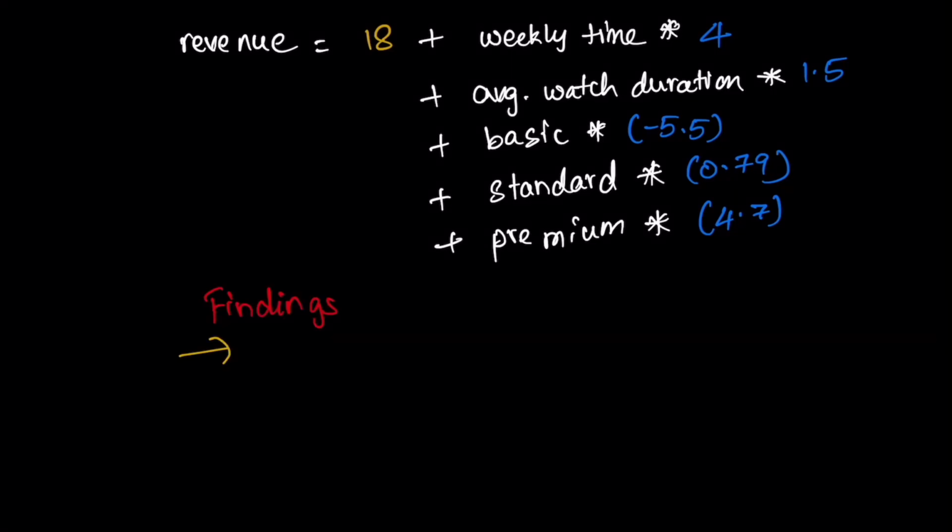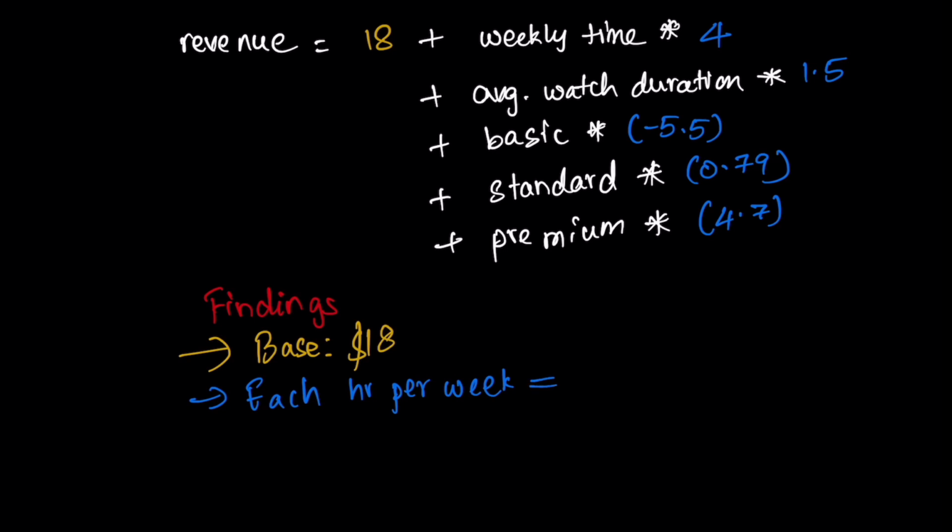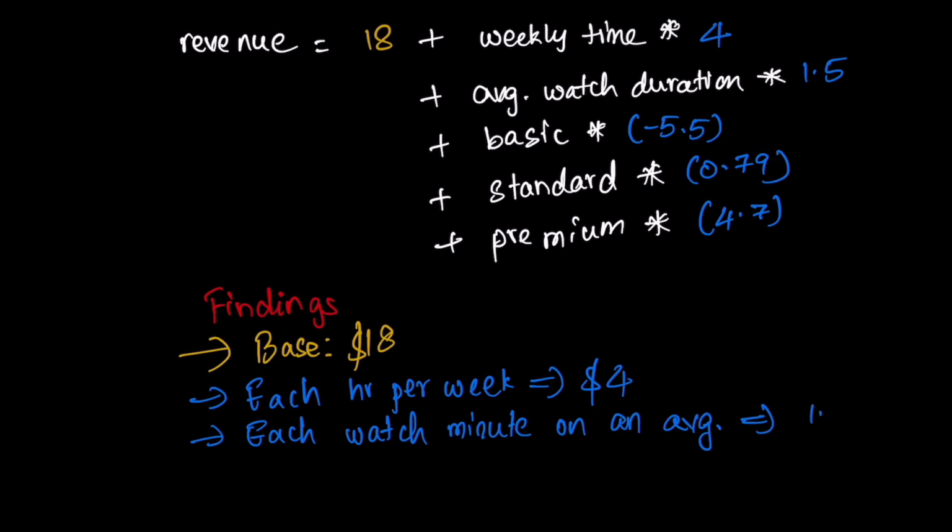We start with the base revenue of about $18. That's the intercept, which is the prediction when all the features are 0. For weekly time spent, the coefficient is about 4. This means that every additional hour a customer spends per week increases their monthly predicted revenue by around $4. For average watch duration, the coefficient is about 1.5. So each extra minute in a typical viewing session adds about $1.50.